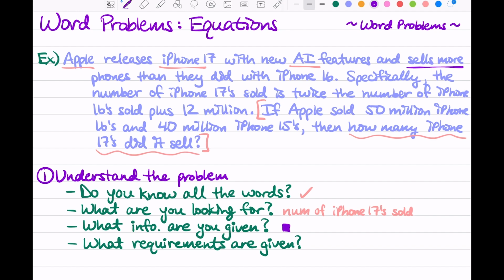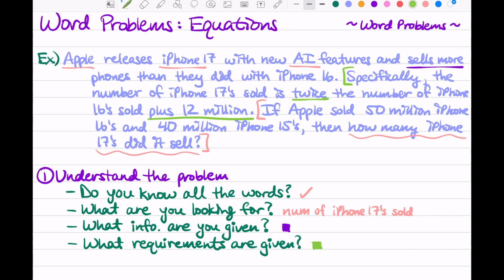Okay, on to that final question. What requirements are given? Let's mark that in green. So at this point, we know we're looking for the number of iPhone 17s sold. We know that the number has to be more than the number of iPhone 16s sold. So are there any other requirements or conditions or specifications that were given? Well, in our second sentence, we're told, specifically, the number of iPhone 17s sold is twice the number of iPhone 16s sold, plus 12 million. So that is an important detail.